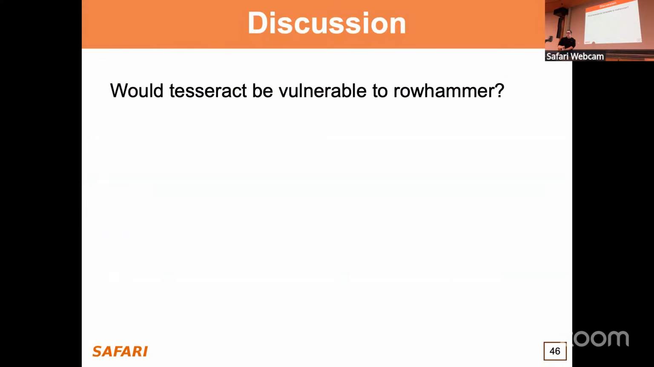So another big problem: since this came out in 2015, RowHammer wasn't that big of a problem yet. It wasn't really mentioned that much. So a big question would be, would Tesseract be vulnerable to RowHammer, or how bad would it be if that is the case?